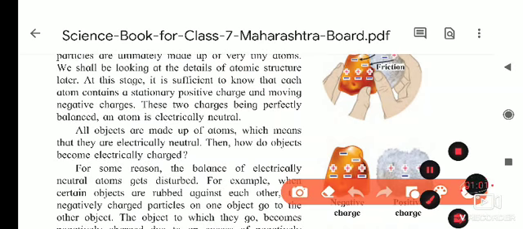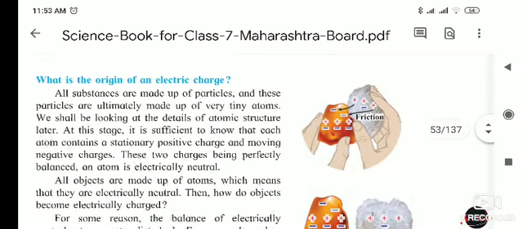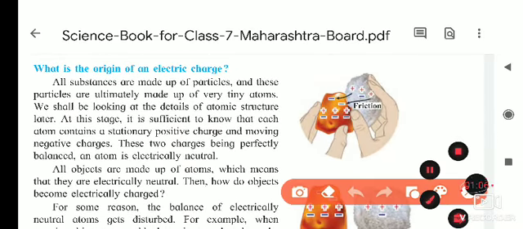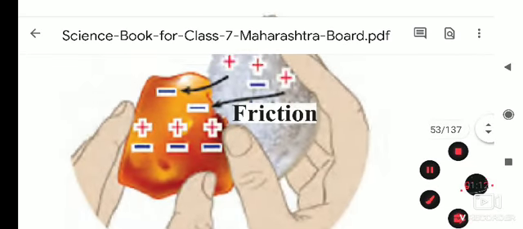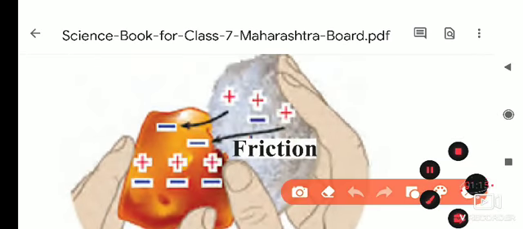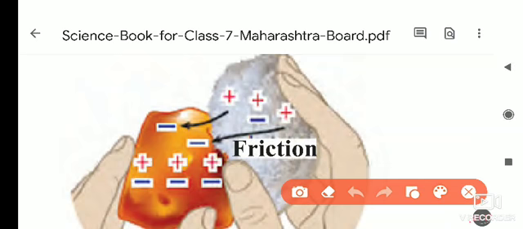So in this figure, if you see here, they show us how the electrons, or negative charge, are transferred from one object to the other object. You have to keep in mind that it is the negative charge that is transferred; positive charge is not transferred from one object to the other. Here, the two negative charges are transferred from that white object to the yellow object.